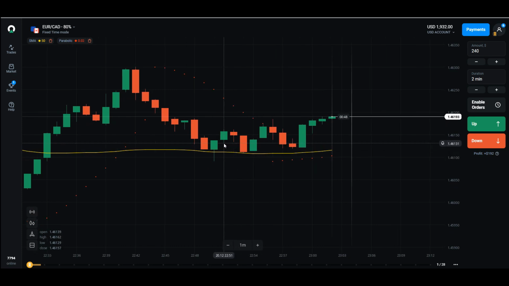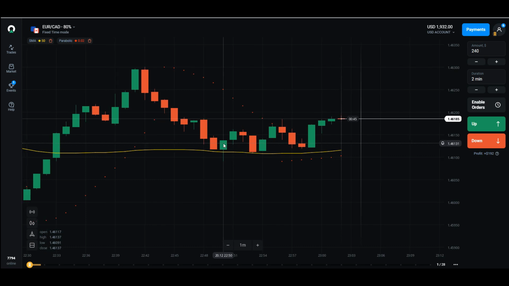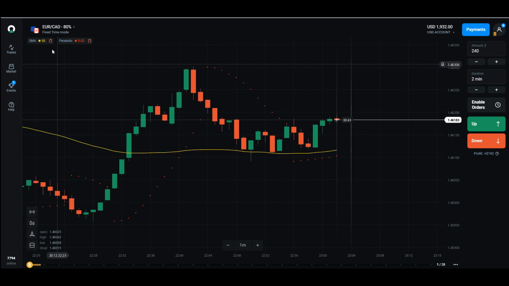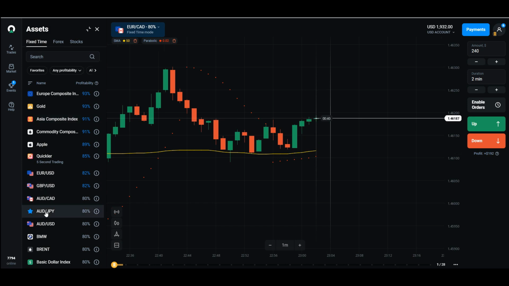Before trying this method, you should try it first on a demo account to better understand how it works and practice without the risk of losing real money.